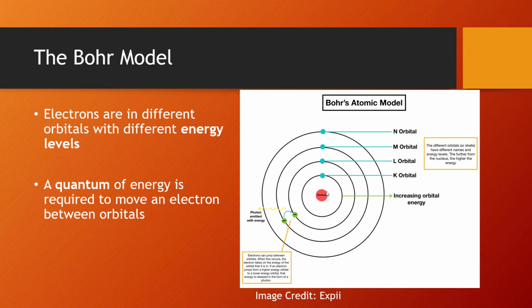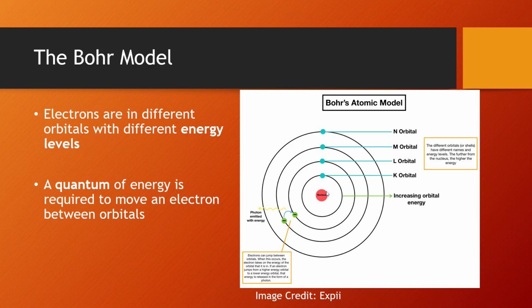So in order to go from the K orbital to the L orbital, you would require a certain amount of energy to jump up there. And that amount of energy was a quantum. Now you're thinking, how does this explain how metals heat up and cause different colors? What happens is when heat is added to an element, such as iron, that heat causes electrons to jump up a level.